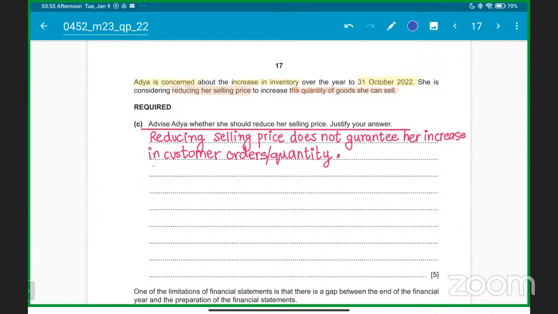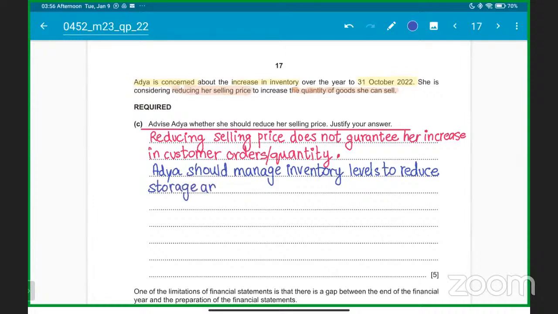So Adya should manage the inventory levels to reduce the storage and warehouse cost. Okay, whenever we are talking about inventory, the storage cost and warehouse cost comes into existence. So Adya should manage inventory levels to reduce storage and warehouse cost. Guys, getting it? Everyone following?